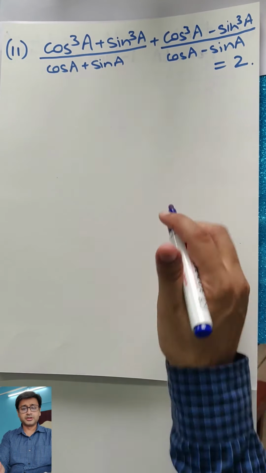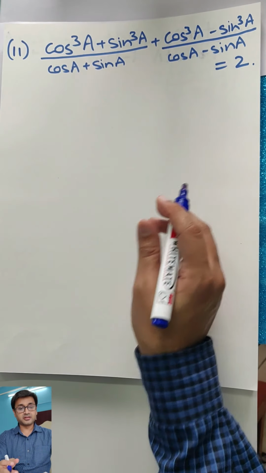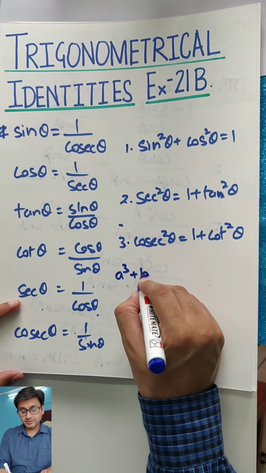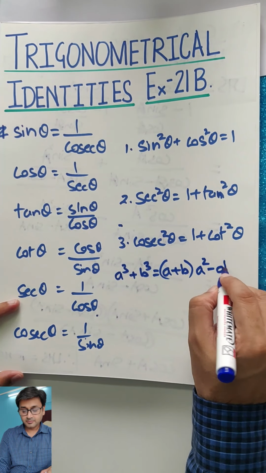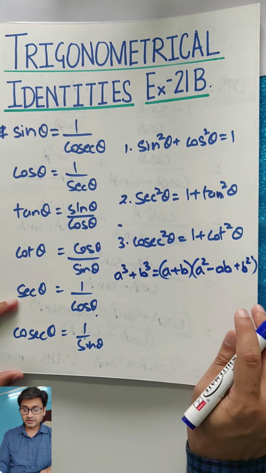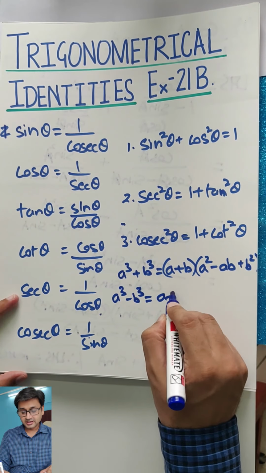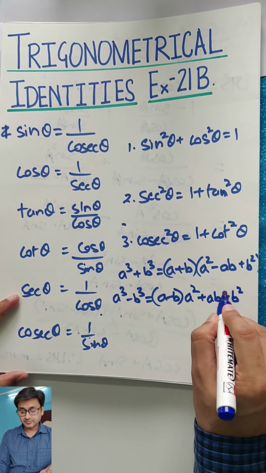1 part 2. Come on, hit it. Here there is a formula, a cube plus b cube. So I'm just writing the formula here for your reference. A cube plus b cube is a plus b, a square minus ab plus b square. Likewise, a cube minus b cube is a minus b, a square plus ab plus b square.